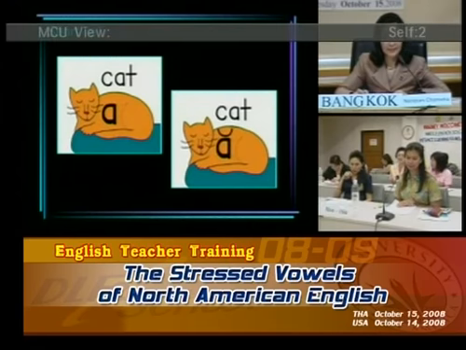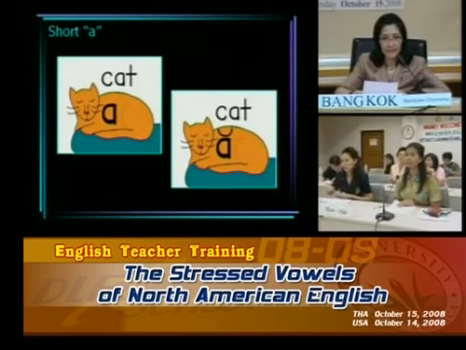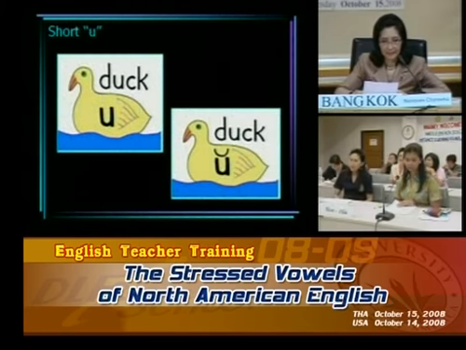Here are some examples of the flashcards that teachers use to teach the phonics correspondences. So we see here short A, cat, or short U, duck. And this is how young children in the United States are taught to read using this methodology of phonics.